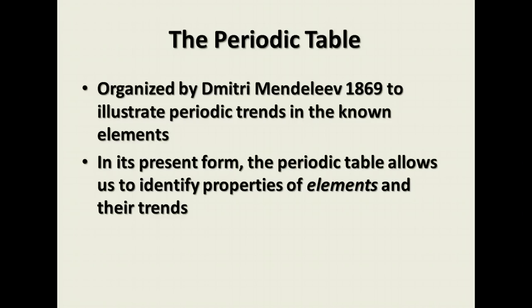And what he was doing is trying to show the trends that he saw that repeated periodically throughout the known elements. There have been modifications to the periodic table throughout the time since 1869. In its present form, it lets us look at the properties of elements and their trends. Remember, an element is a substance that is made of the same atoms throughout.